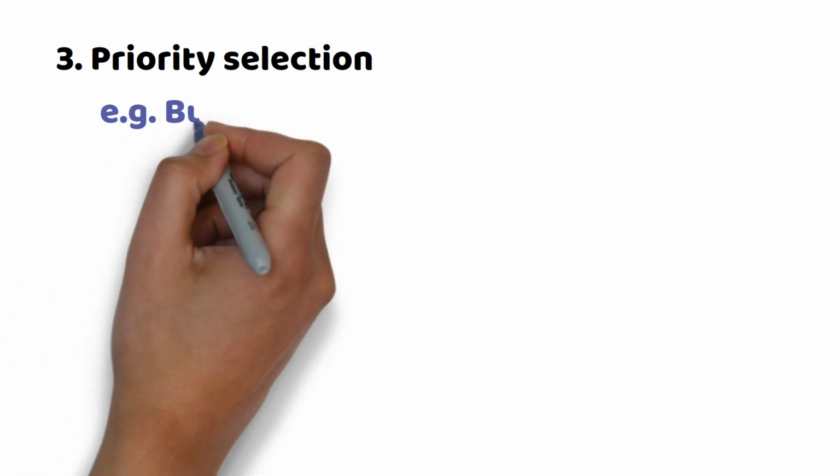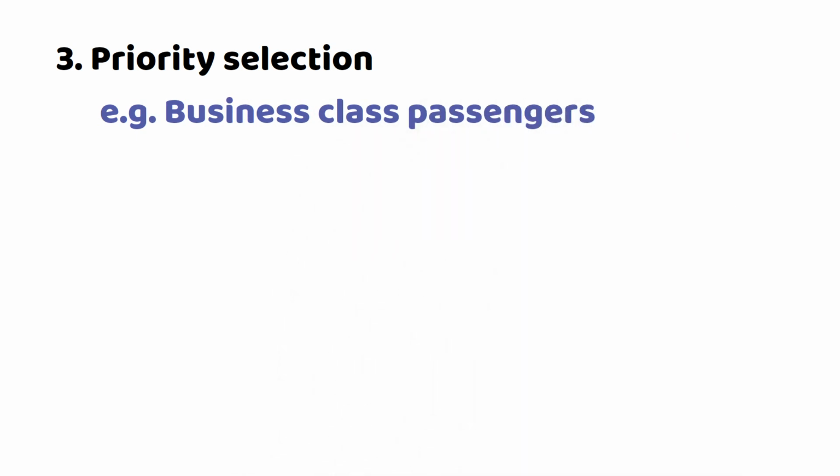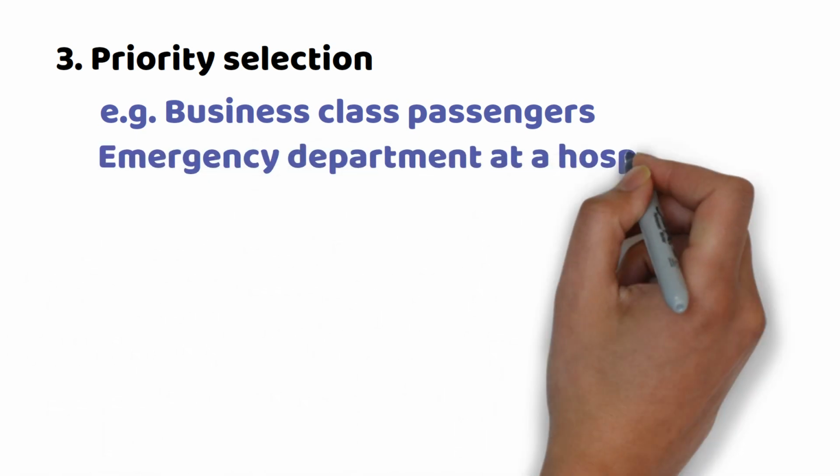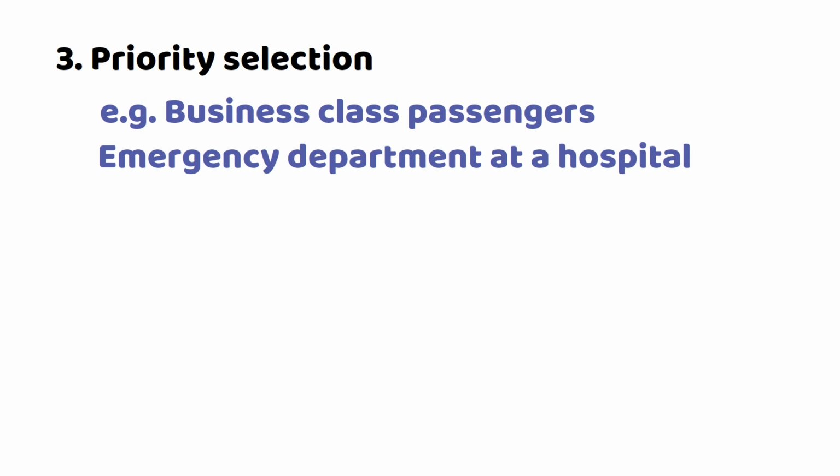This discipline is also applied in many places. For example, business class passengers will enter the aeroplane first before the economy class. A classic example of priority selection is the emergency department at a hospital. Patients are served according to the severity of their illness rather than on a first-come first-served basis.